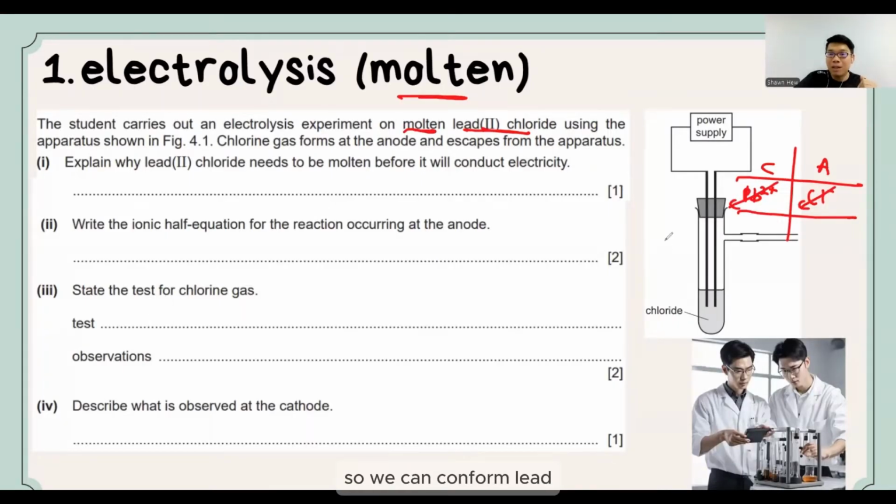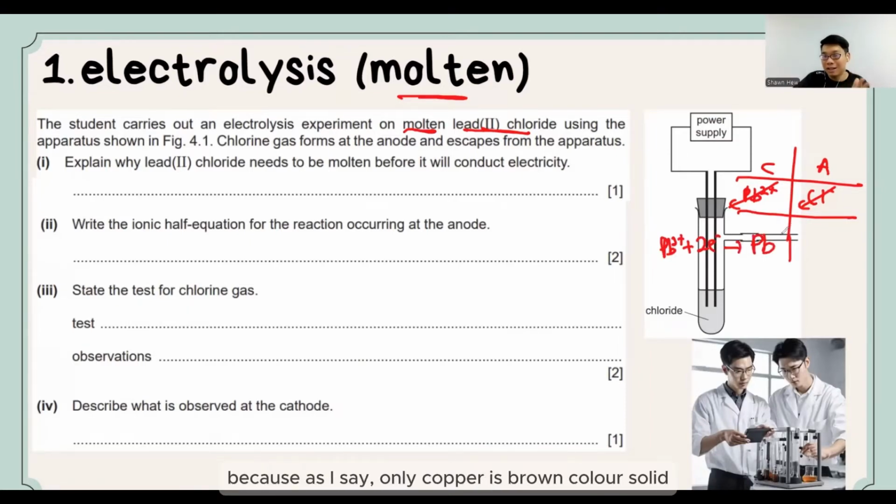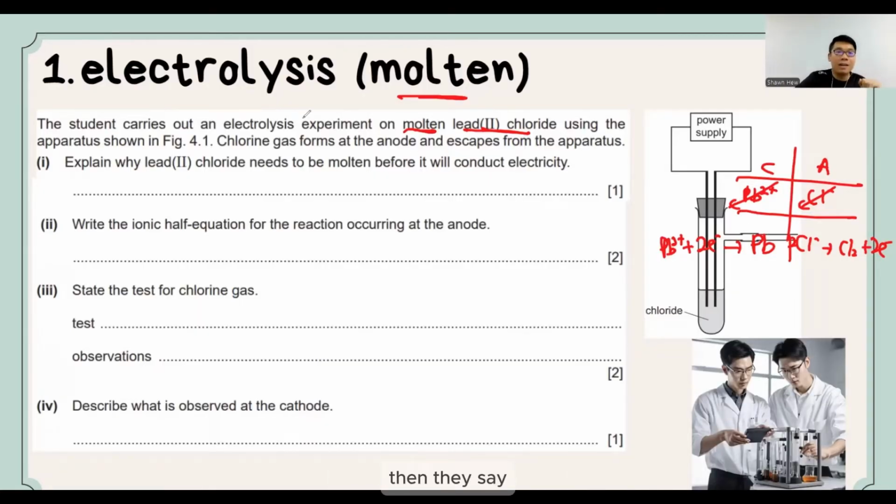So we can confirm lead gets discharged by getting electrons to form lead, a gray colored metal, because as I said, only copper is a brown colored solid. Other than this, all are gray colored solids. And then Cl minus will form chlorine gas, which is a green colored gas. After I list down the information, only then will I do the question. Then they say chlorine gas forms at the anode and escapes from the apparatus. So explain why lead chloride needs to be molten before it can conduct electricity.